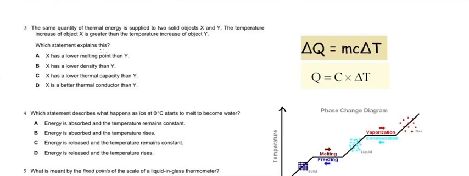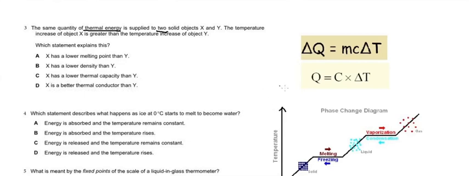You can see four options are given. We have two solid objects and the same thermal energy, that means the same heat, provided to both objects, and object X has a greater increase in temperature than object Y. So what can be true? The options are: X has a lower melting point than Y, X has a lower density than Y, X has a lower thermal capacity than Y, and X is a better thermal conductor than Y.